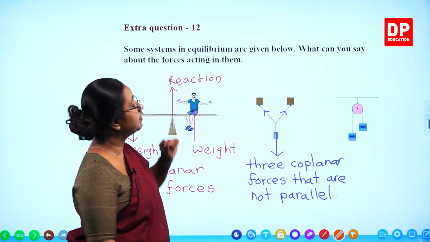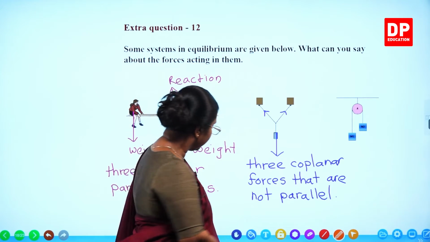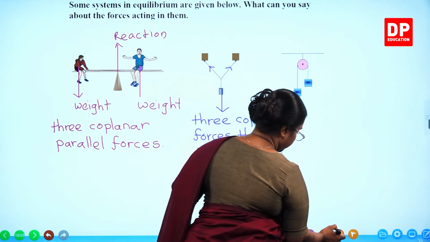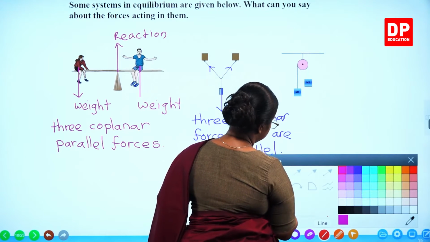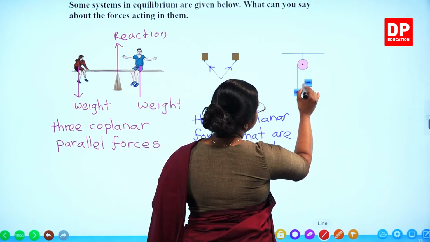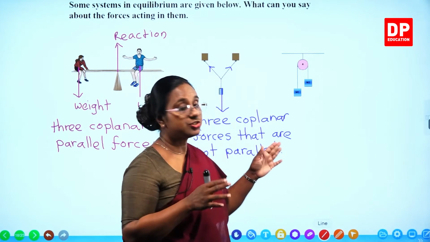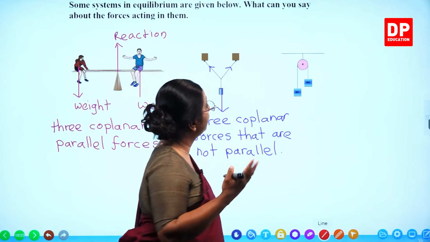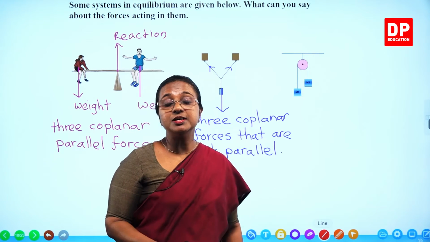That is what you can say about the forces acting in each situation. Then the third one. What can you say about the forces acting there? Here again, there are 2 objects hanging from the 2 ends of a string, and the string has been passed around a pulley. Normally, it's a pulley that is marked as A, and the pulley has been suspended from a surface.